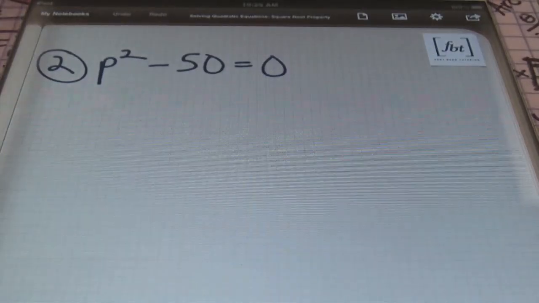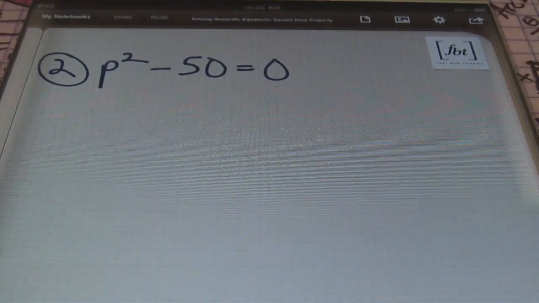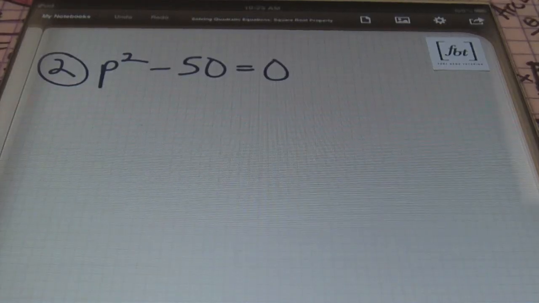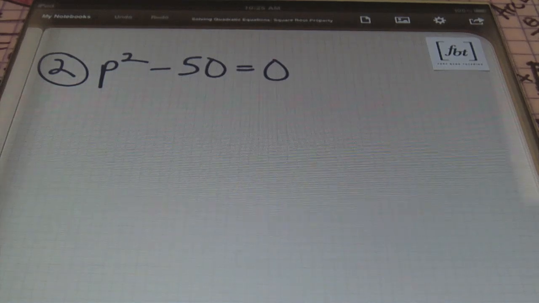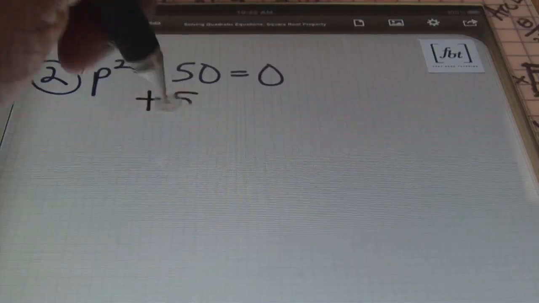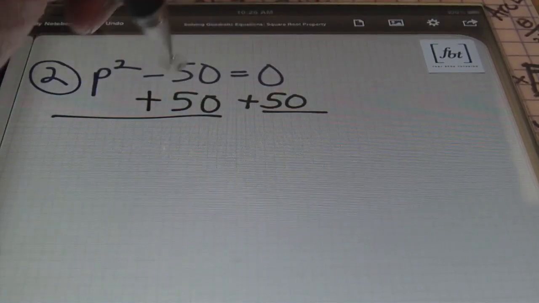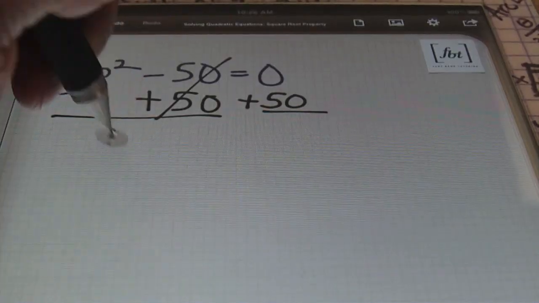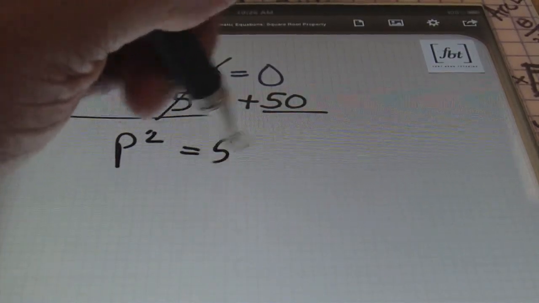Let's look at problem number 2. In problem number 2, we have p squared minus 50 equals 0. So in this problem, your first step is to isolate the part that's being squared, ladies and gentlemen. So here, I'm going to add 50 to both sides of the equal sign. The 50s will cancel out. I'll bring down p to the second power, which equals 50.